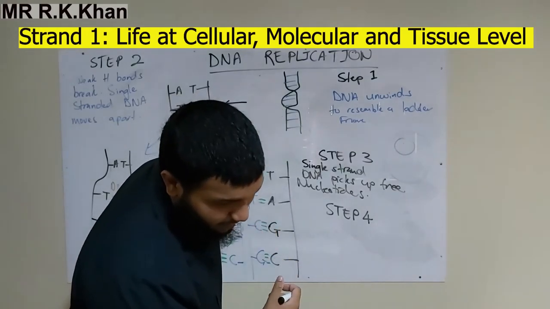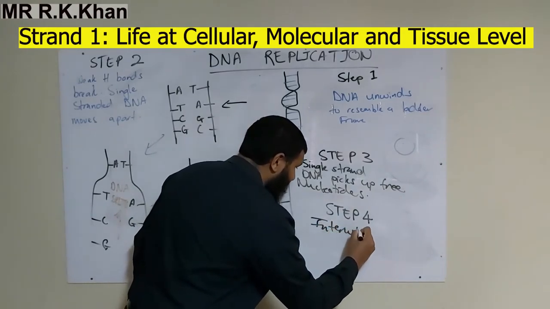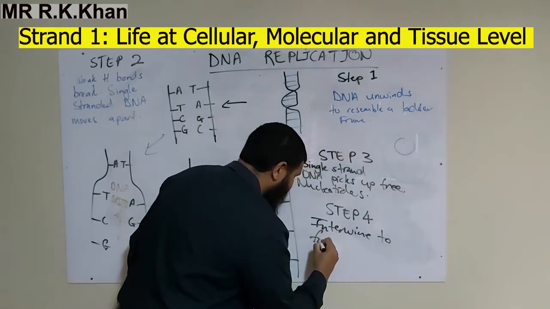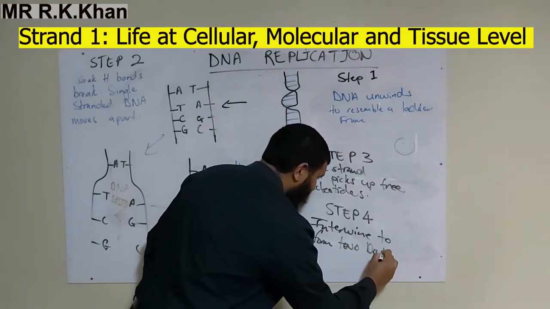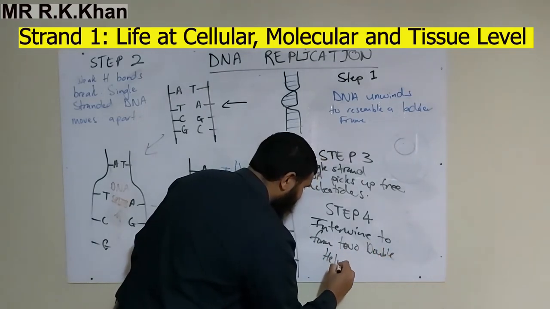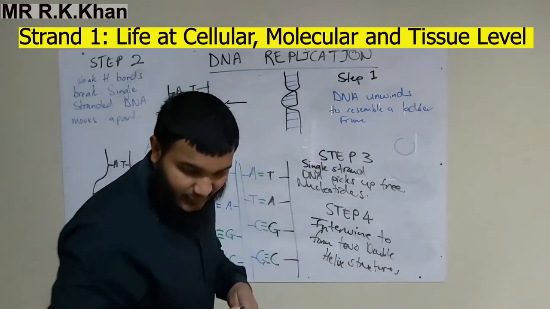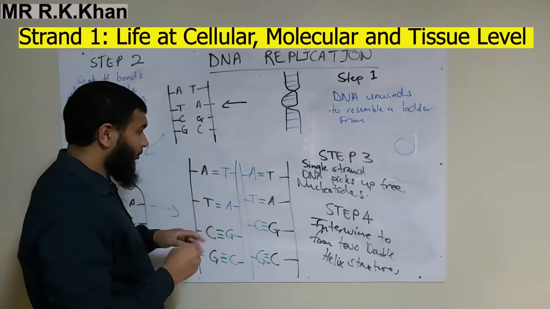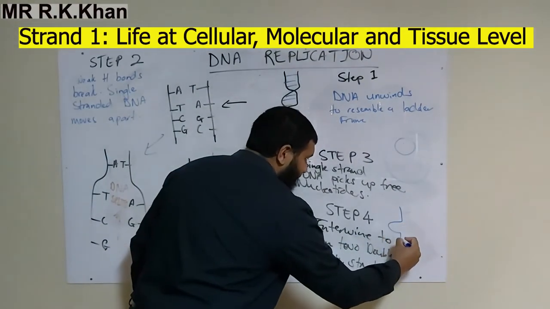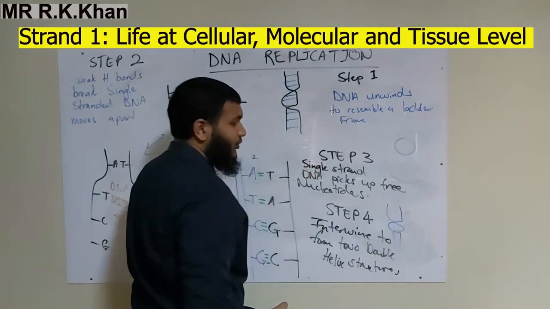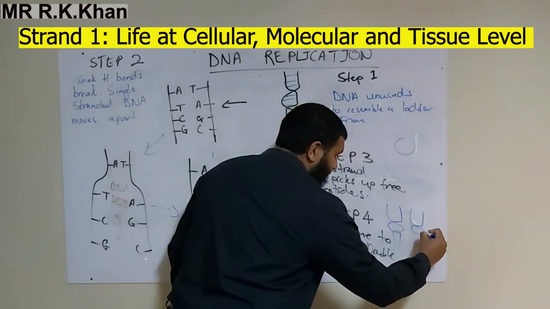What happens? They intertwine to form two double helix structures. So basically, number one is going to make its double helix, it's going to intertwine and become its own, and then number two is also going to intertwine and become its own.